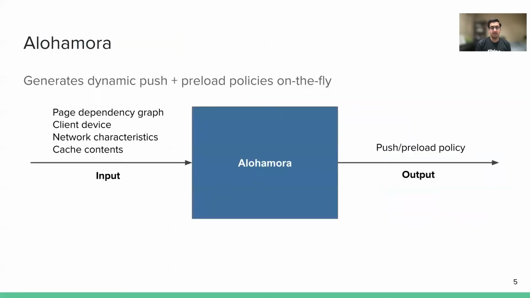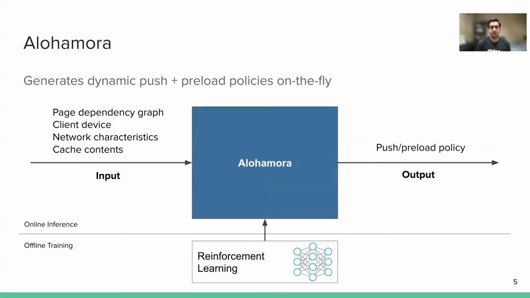As opposed to existing systems, which use static policies, we built Alohamora, an adaptive system that generates push preload policies on the fly, given some real-time observations about the page, client device, and network. To generate these policies, it applies reinforcement learning in an offline training phase. I'll first describe what reinforcement learning is, how we applied it in Alohamora, and what the practical challenges were to realizing this on actual page loads.